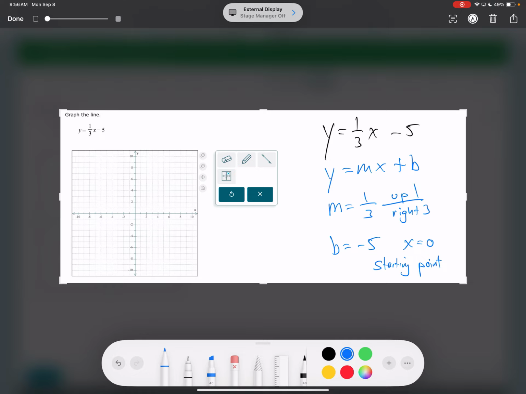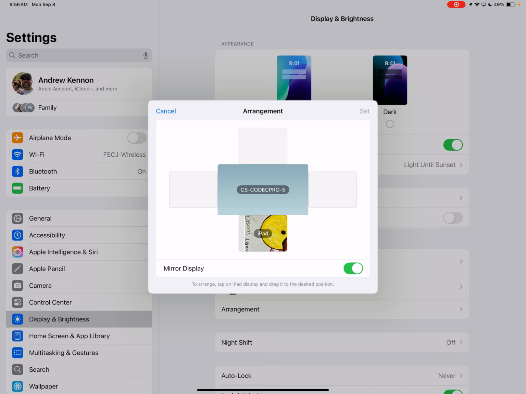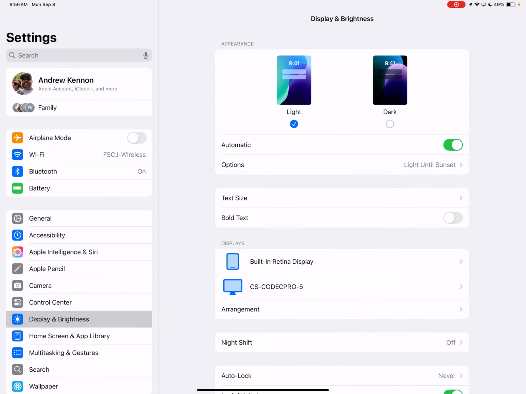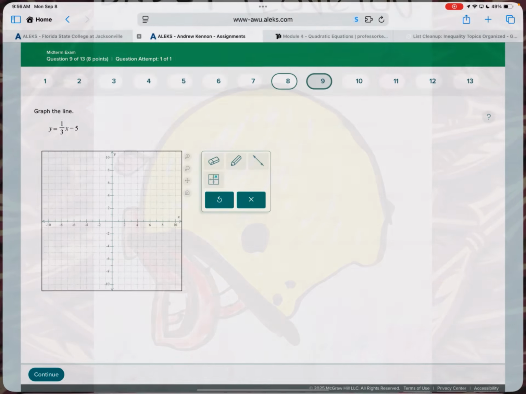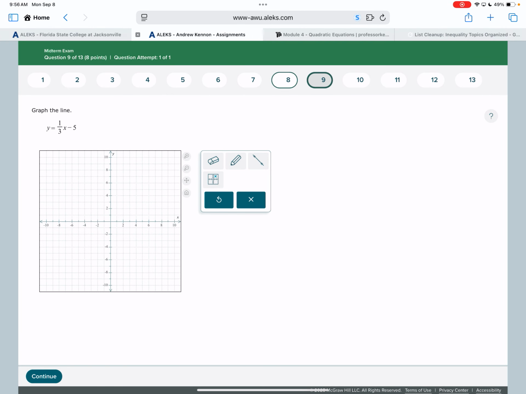Uh-oh. Why did it do that? I don't think it's my iPad. I think it's okay, there we go. Oh man, that probably lost mine because I was working on a screenshot.